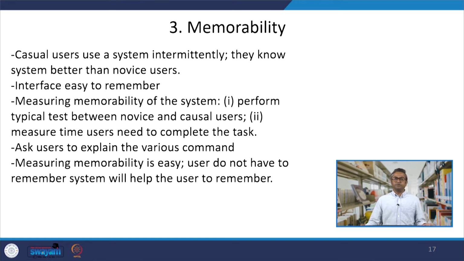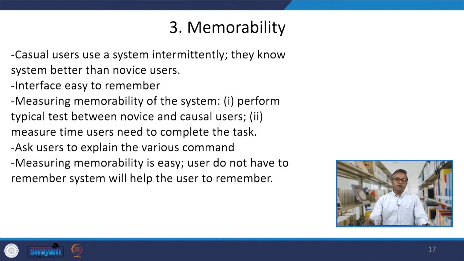So, performing a typical test between the novice user and the casual user, what we see is that when there is something which the novice user can remember and respond to quickly in a less span of time, this shows their easiness in memorizing the functions. Memorability also depends on the accuracy itself. So, the more accurate they are, the more they are memorizing it, and it is easy for the user to remember.